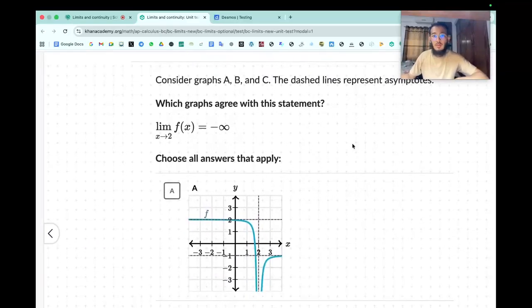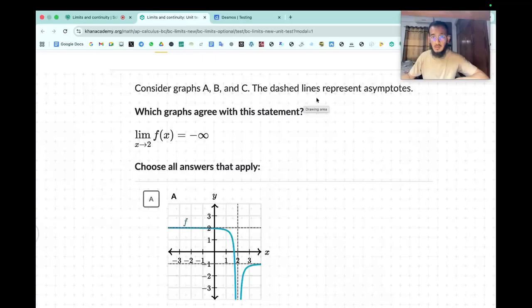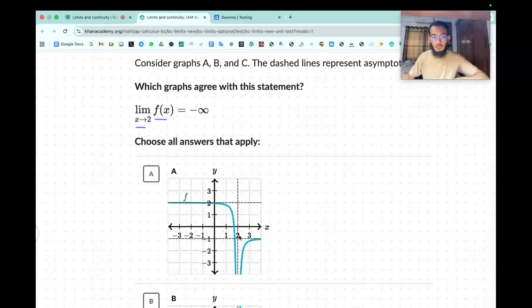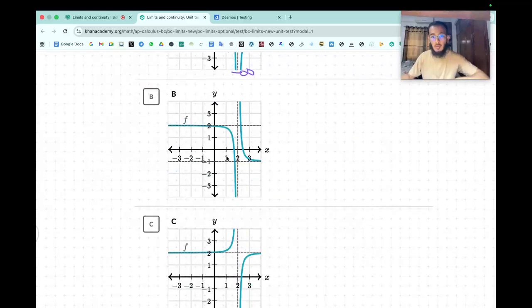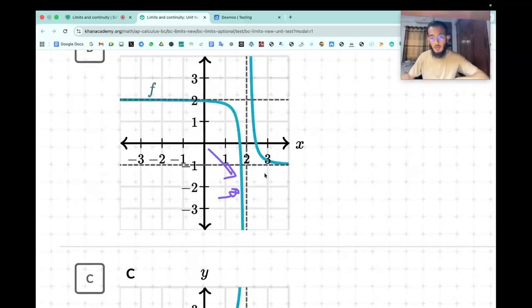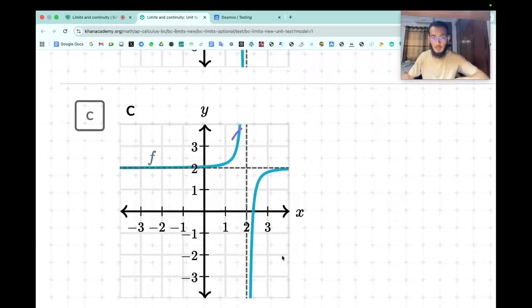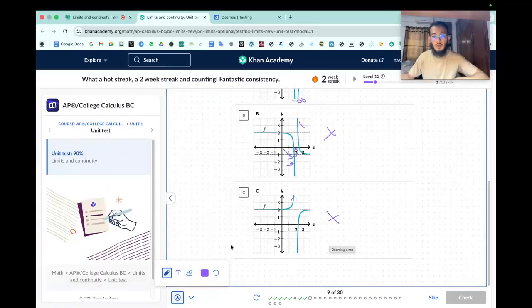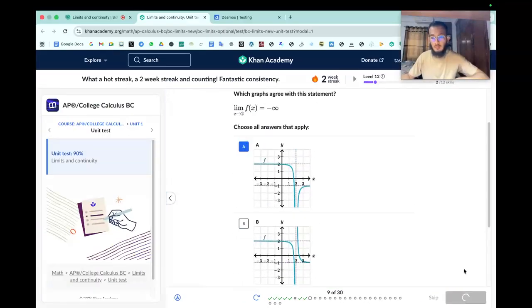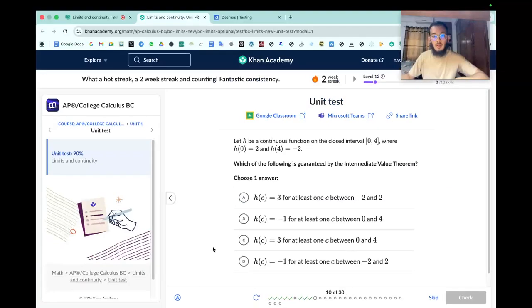Okay, consider graphs A, B, and C. The dashed lines represent asymptotes. Which graph agrees with the statement? We want the limit of f(x) as x tends to 2 to be -infinity, my bad. So we are approaching 2 from both sides to get -infinity. This is true. But what about this? We get -infinity here, but we get +infinity here when we get to 2. So this is not true. And this is the same thing, so this is also not true. We only have A. Okay.